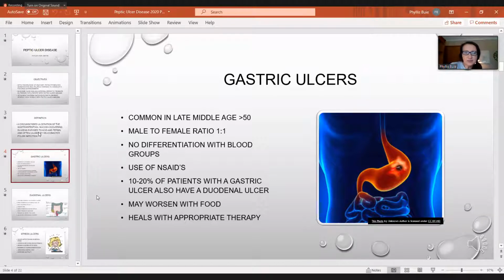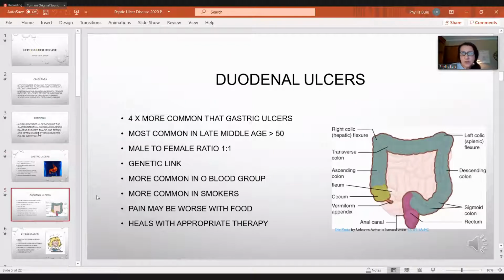Use of NSAIDs. And we all know that that's a common problem for gastric ulcers too. 10 to 20% of these patients are also going to have a duodenal ulcer. These ulcers usually heal with appropriate therapy and with the proper lifestyle changes. Now, if the patient doesn't comply, once they get to feeling better, they can certainly have a recurrence of these ulcers.